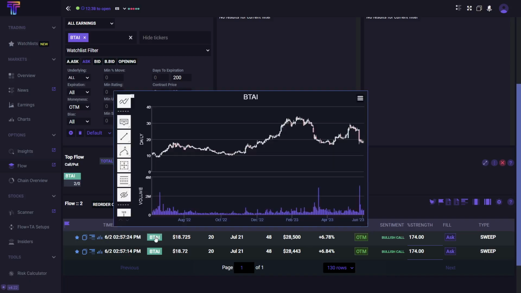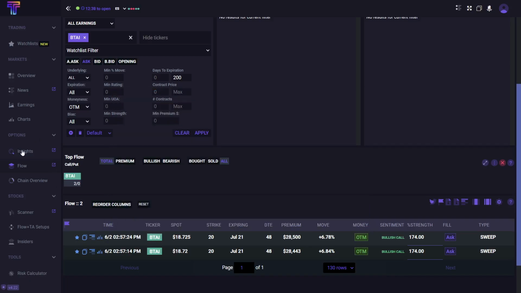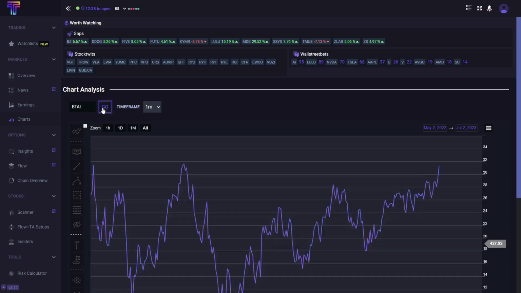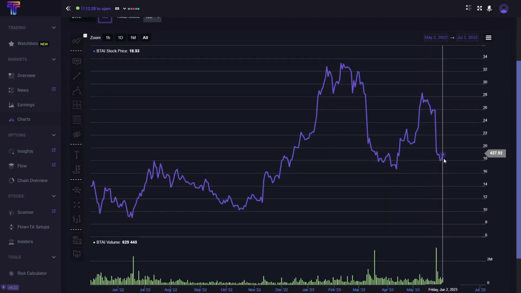So if we go to BTAI on the chart right here, BTAI, and click go. So it sold off pretty heavy. Looks like it found strong resistance at 18. So this is a clear, easy pop to at least 20. Looks like there's no resistance until you get to this $22 level. So this is a strong move to the upside that could happen in just a few days. Those contracts are priced for 48 days.